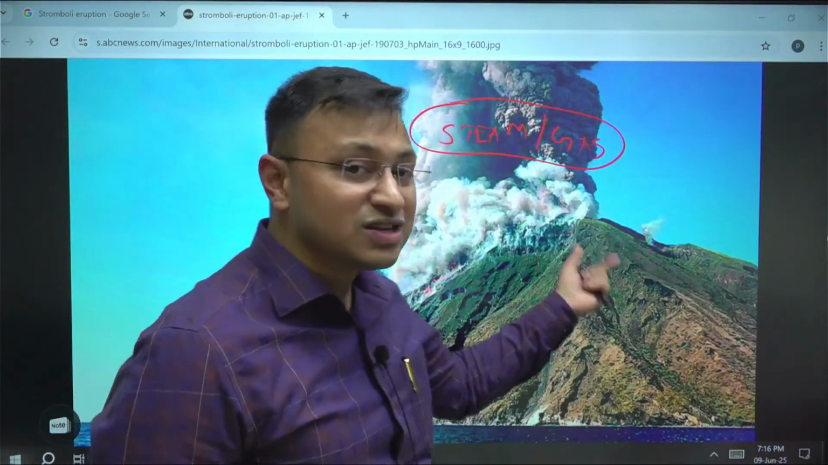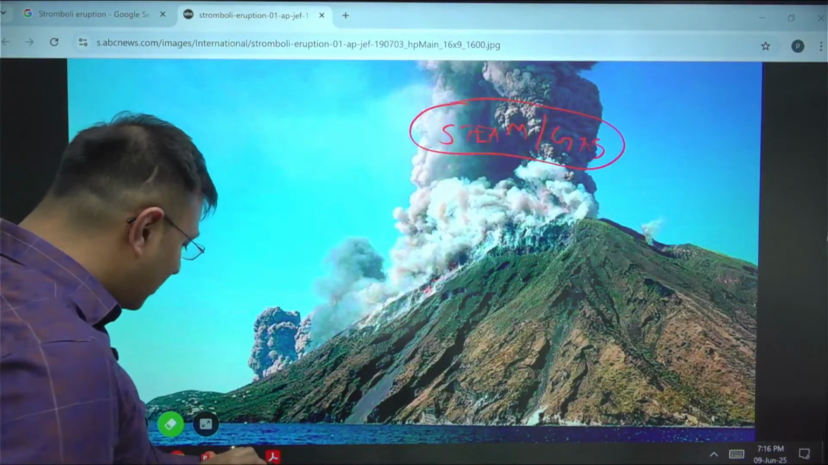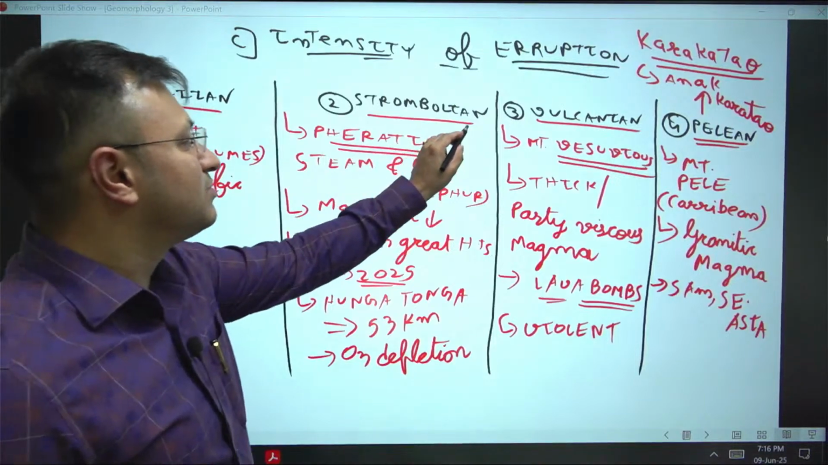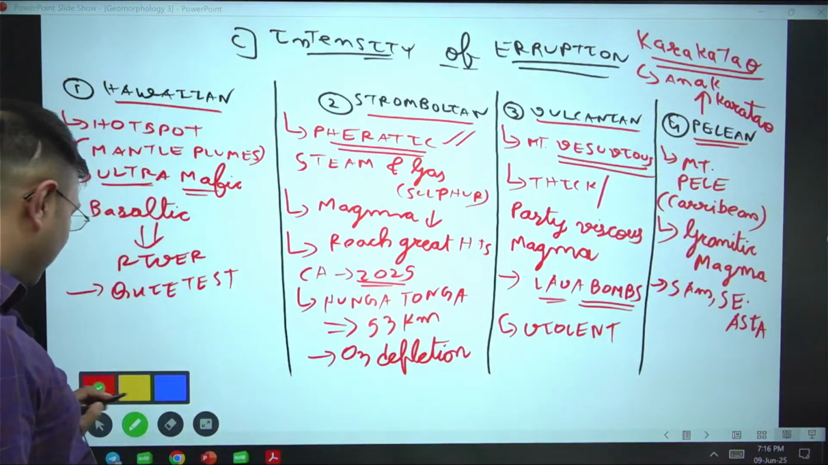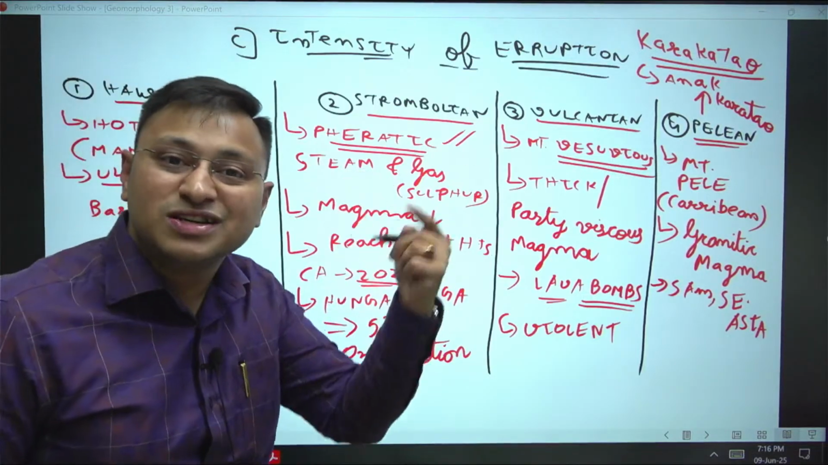referred to such eruptions as phreatic eruptions. So please remember that such eruptions are referred to as what? They are referred to as phreatic eruptions, where instead of magma, more steam and gas are erupting.